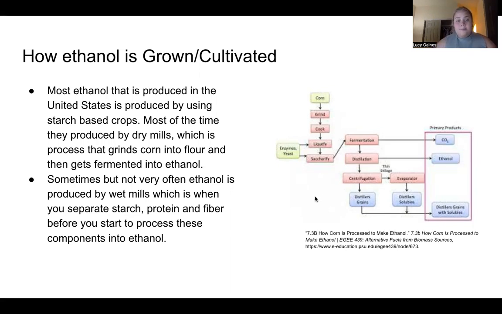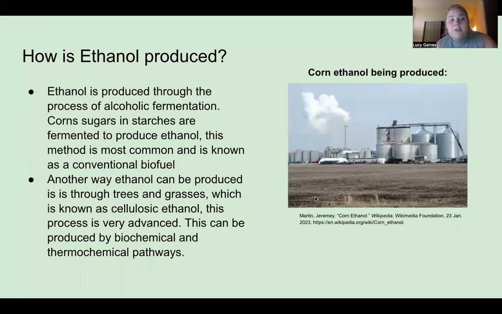into ethanol. How ethanol is produced. Ethanol is produced through alcoholic fermentation. Corn's sugars and starches are fermented to produce ethanol. This is known as conventional biofuel. Another way that ethanol can be produced is through trees and grasses, which is known as cellulosic ethanol, a very advanced way. This is produced by biochemical and thermochemical pathways. This image is showing ethanol being produced.